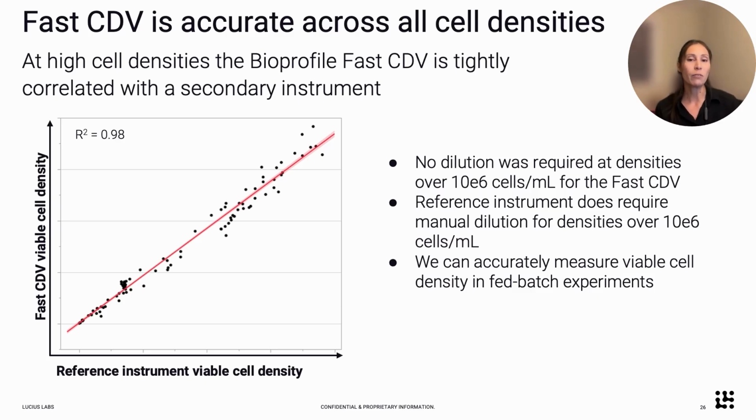Furthermore, we felt very confident that we can accurately measure viable cell density in fed batch experiments. So utilizing the FAST CDV is a very nice option for us, as we can use a high throughput platform for something that doesn't require a manual dilution over 10 million cells per mil.